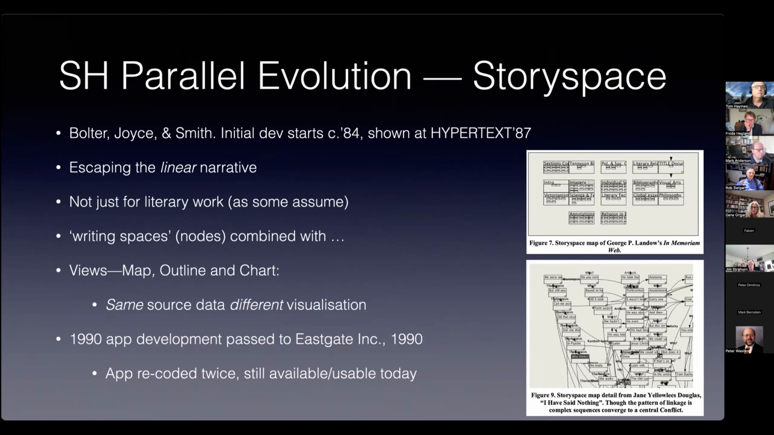Though it is most remembered now for its support of a lot of early hypertext literature. So it had this notion of writing spaces, which are sort of hypertext nodes. And one of its views, the map, allowed you to put those writing spaces where you wanted, because that might help you to understand the interrelation between them.